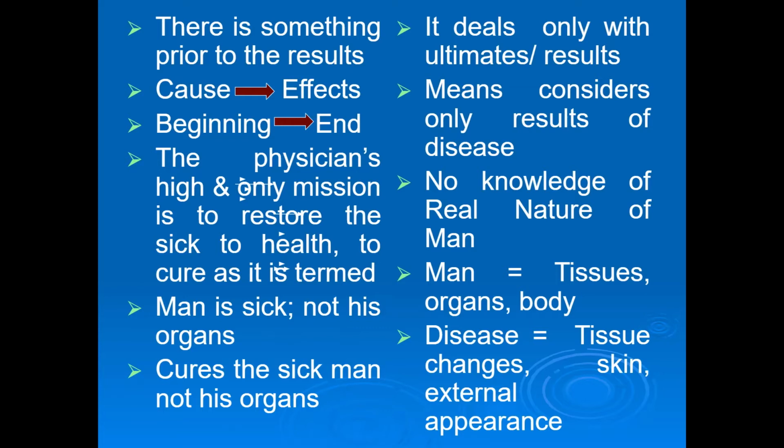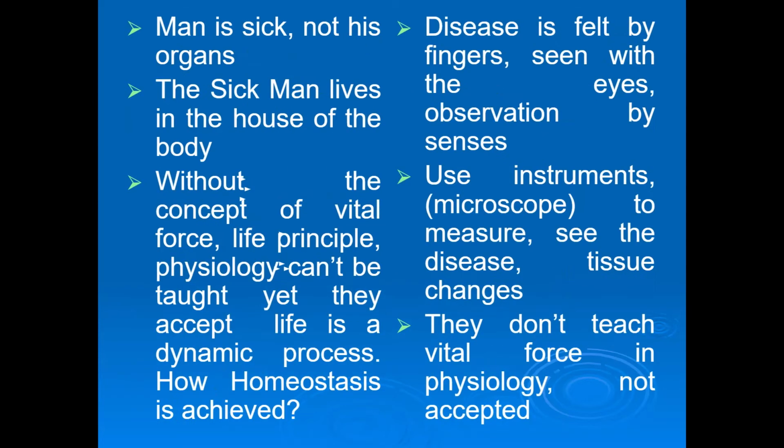So, 3 points. Organ pathology is the result of disease, it is the ultimate or end product of the disease, and disease is something before that. And homeopathy considers this the cause, the before, that is the prior. And what is prior to the disease? Man is prior to the disease. And homeopathy considers the real nature of man. So man is sick, not his organs.